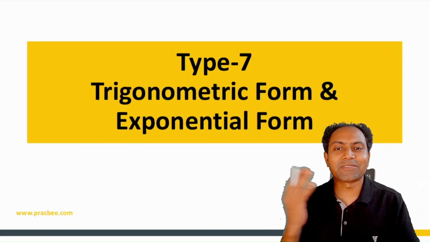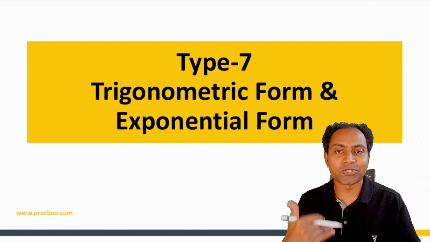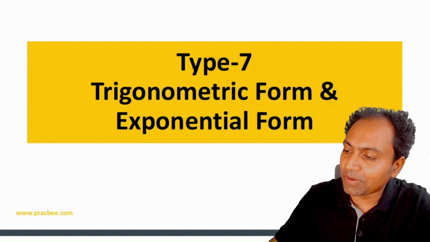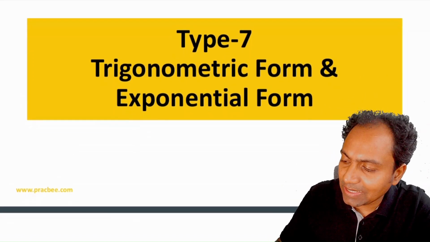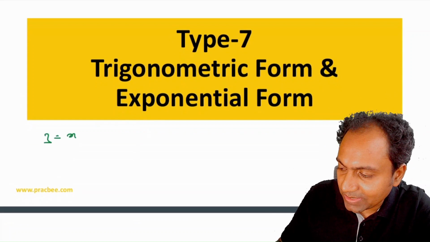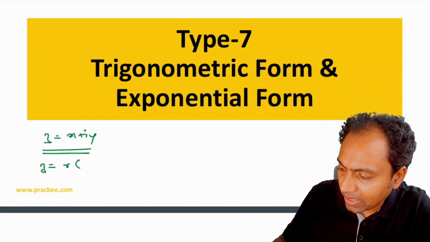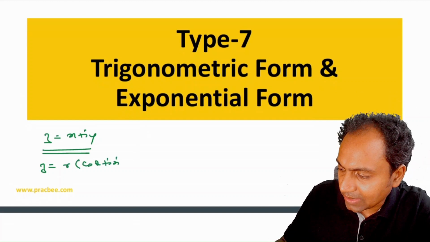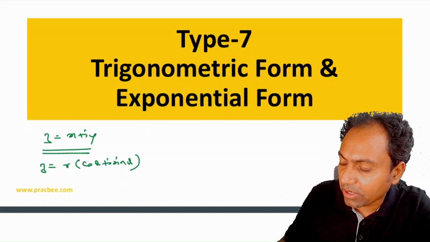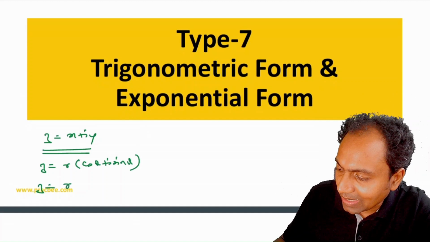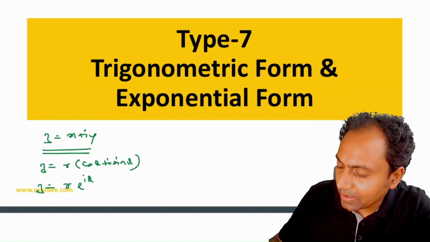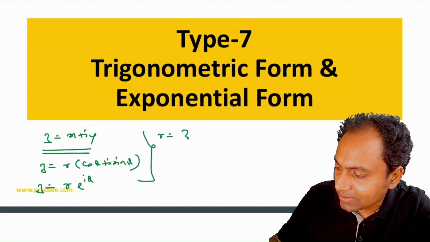Now let us go into type 7 problem type, that is trigonometric and exponential form based questions. Now for a complex number, as a layman we should know that there are three forms. First one is algebraic form, or z is equal to x plus I y. Another one is z is equal to r times cos theta plus I sin theta. This is nothing but the polar or trigonometric form. And the third one is r e raised to the power I theta.